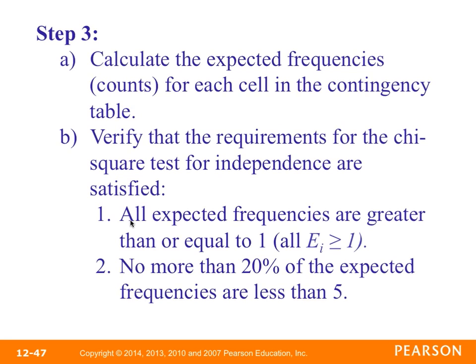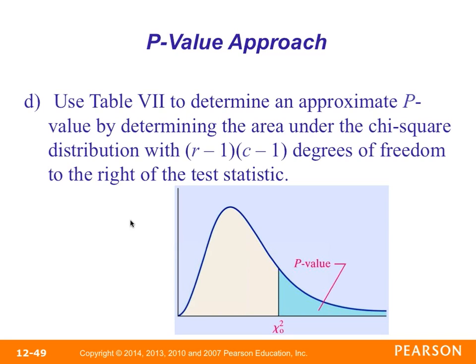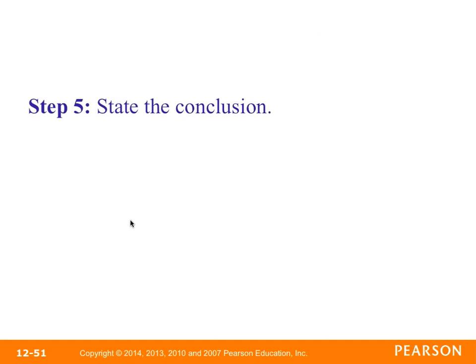Step 3 would be to calculate the expected frequencies for each of the cells, verify that the requirements are met, and then compute the test statistic, and use your table to determine the approximate p-value by determining the area under the chi-squared distribution with (r-1) times (c-1) degrees of freedom, where r is the number of rows, c is the number of columns. Again, you can also use a calculator for this. If your p-value is less than alpha, then you reject H0, and then you state a nice conclusion.